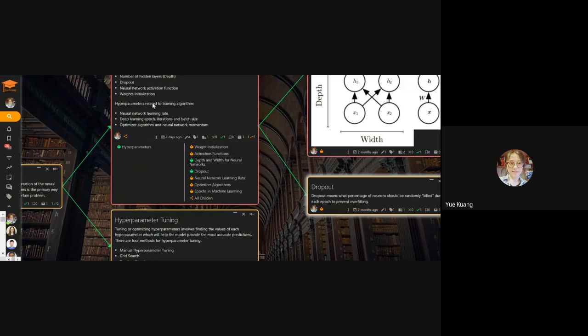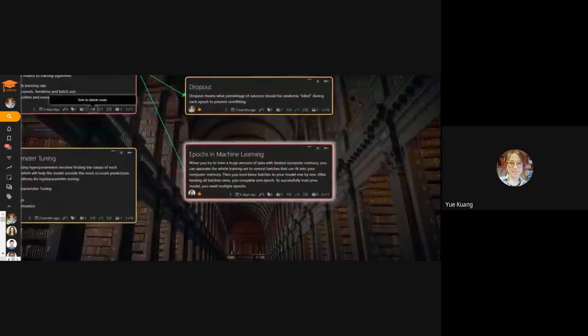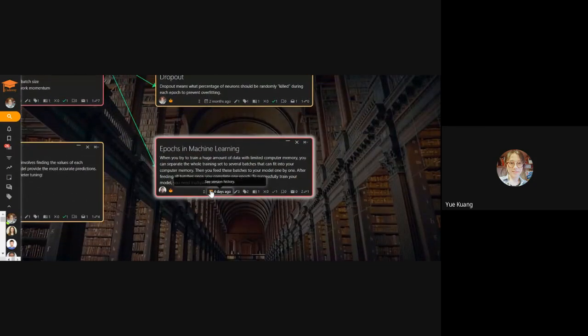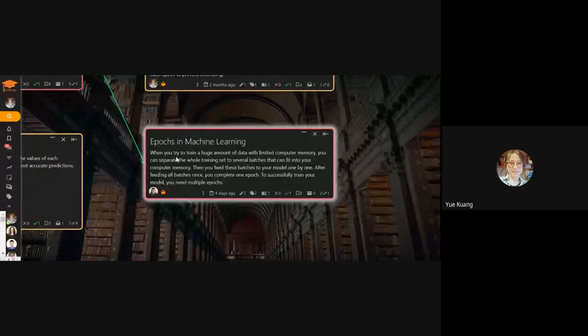And the next one would be the deep learning epoch, iterations, and batch size. When you try to train a huge amount of data with limited computer memory, you can separate the whole training set into several batches that can fit into computer memory. Then you feed these batches to your model one by one. After feeding all batches once, you complete one epoch. To successfully train your model, you need multiple epochs.